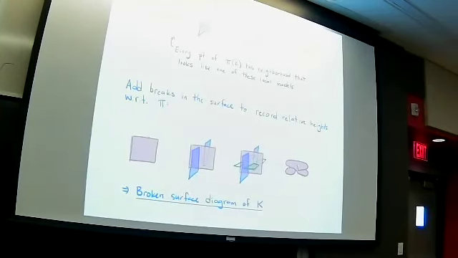And this is the direct analog of a classical diagram of our knot. So let's pause there for questions. If you haven't seen this before, yeah, are there questions? Yeah.